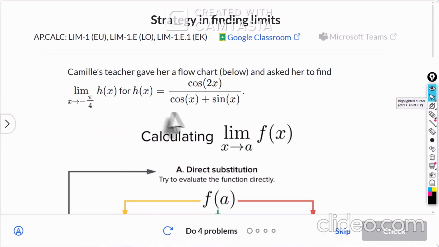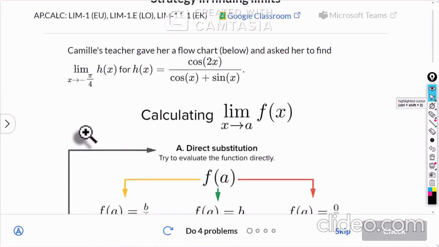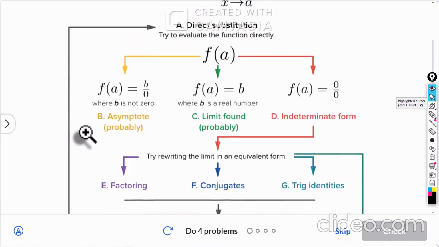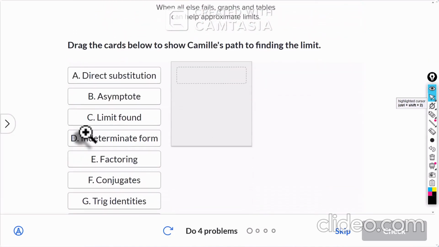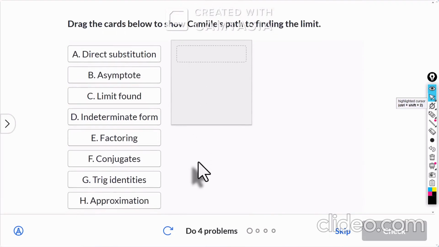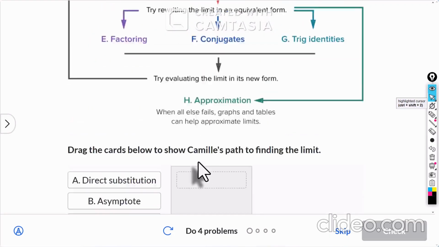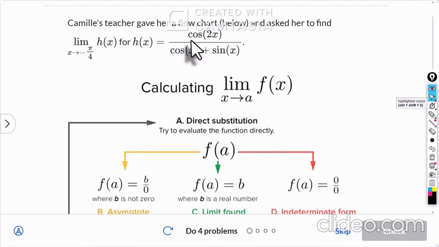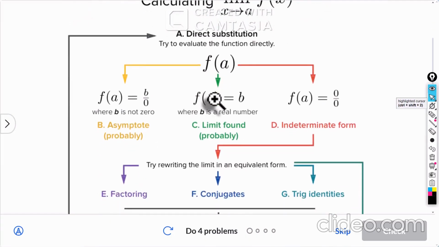All right, so they basically give you a limit problem, and they give you a flow chart here, and then they want you to indicate the steps and the order of the steps that you used. So I think the best bet in most cases here is just to solve the actual problem and then record what you did. Okay. So as you can see from the steps, you're going to use direct substitution first.